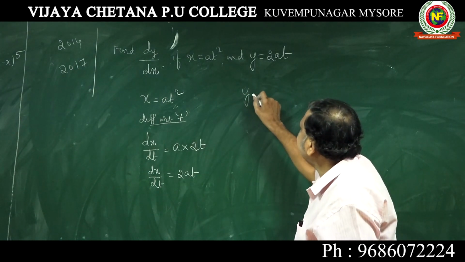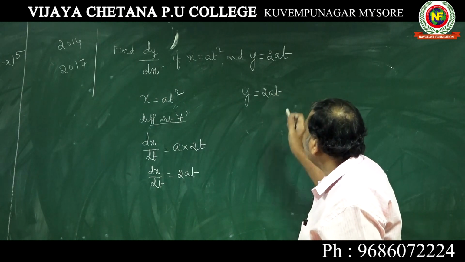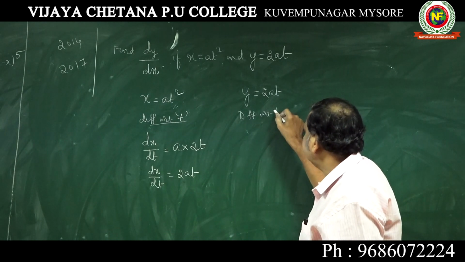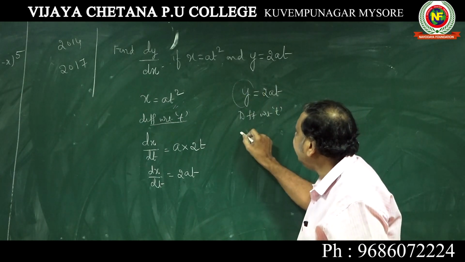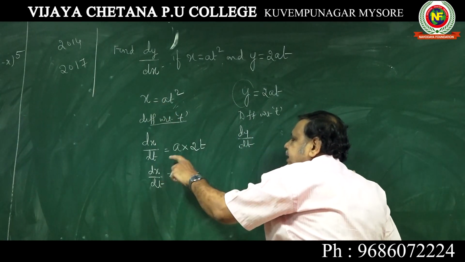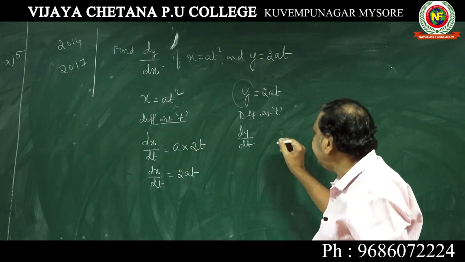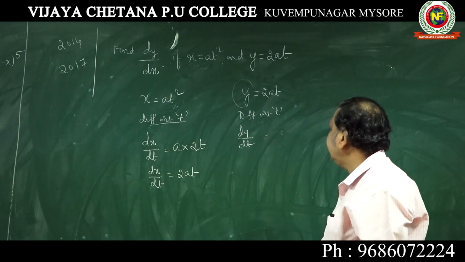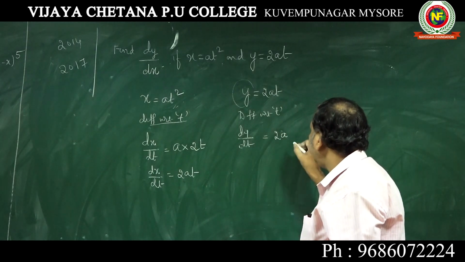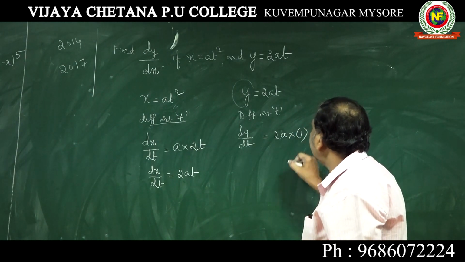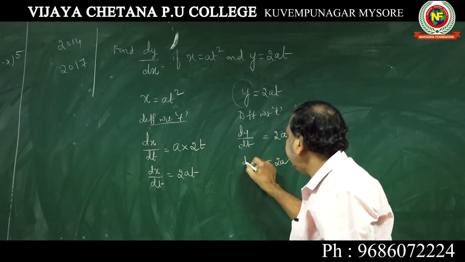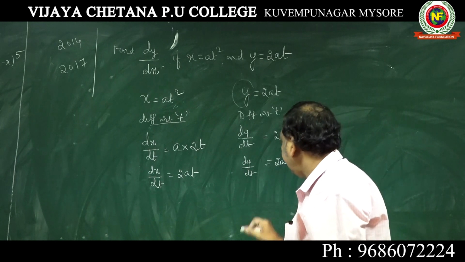Now y is equal to 2at, you take. Now differentiate with respect to the same t. Here it becomes dy by dt. See, here it is dx by dt, here it becomes dy by dt. Dy by dt is equal to 2, a constant, along with the function it has come, a is a constant, keep it as it is, and the coefficient of t is 1. So your dy by dt is 2a.